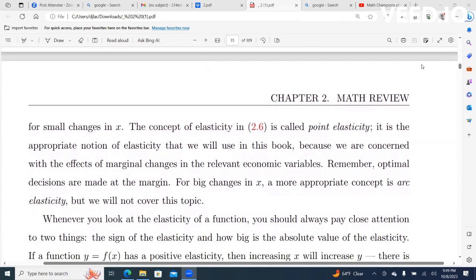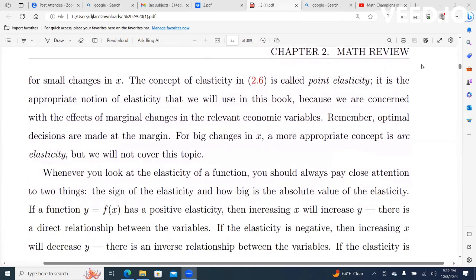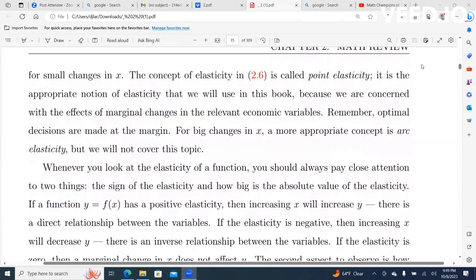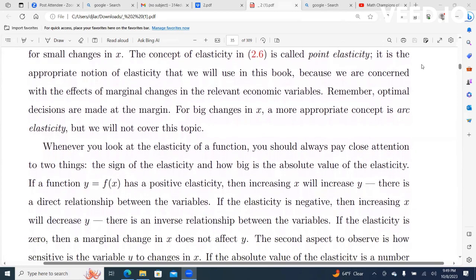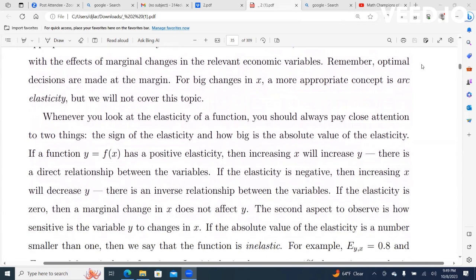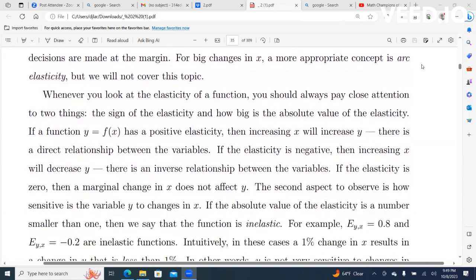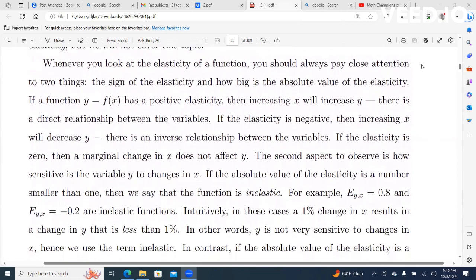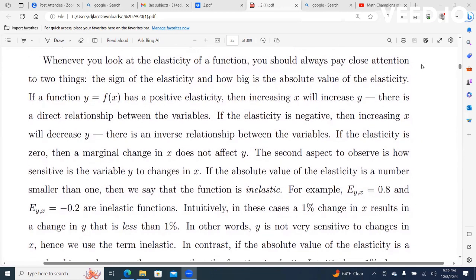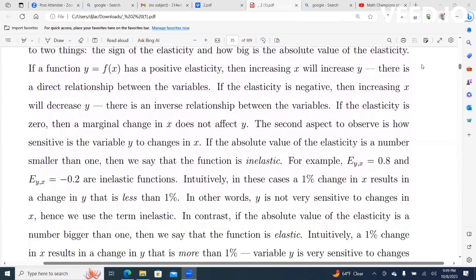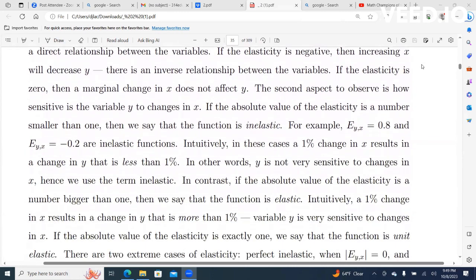There, the equation 2.6, they're just saying that technically it is point elasticity. A concept like arc elasticity is for a different class. It doesn't have to do with this class. We just use the very basic thing. And they're just giving a quick introduction to the table that we just showed there. We just have to basically know the outcome.